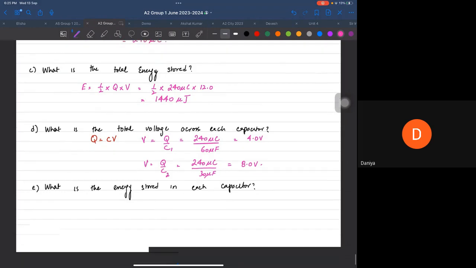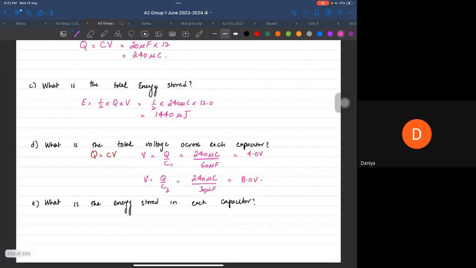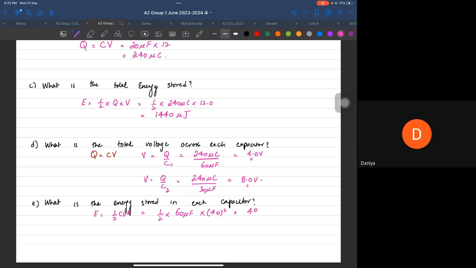Anyway, the last one is the energy stored in each capacitor. We already know that the capacitors have this voltage available to them, right? So we can use E equals half CV squared, or any other formula, it doesn't matter. The first capacitance was 60 microfarad and the voltage across it was 4 volts. So we square it because it's half CV squared, and we end up with 480 microjoules.